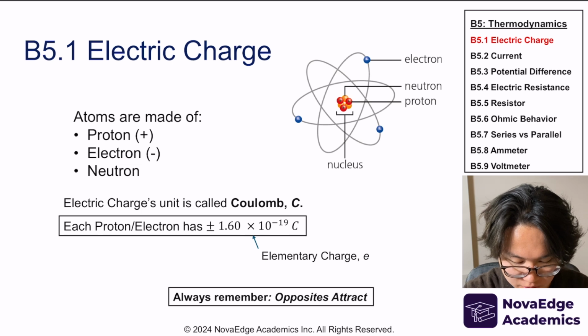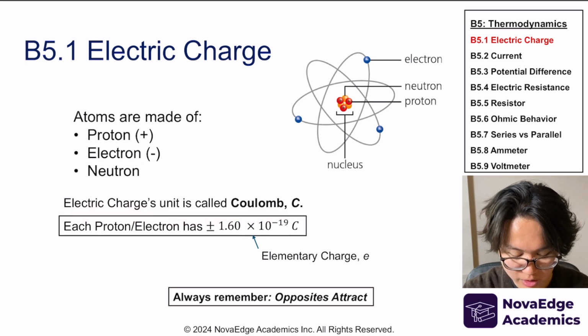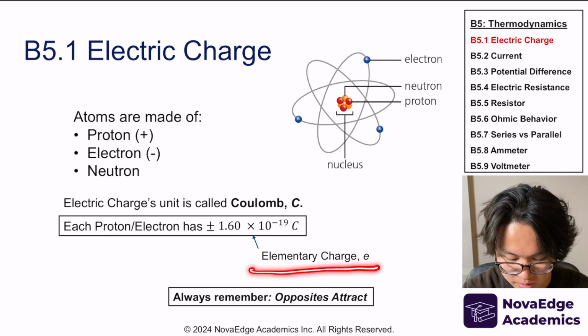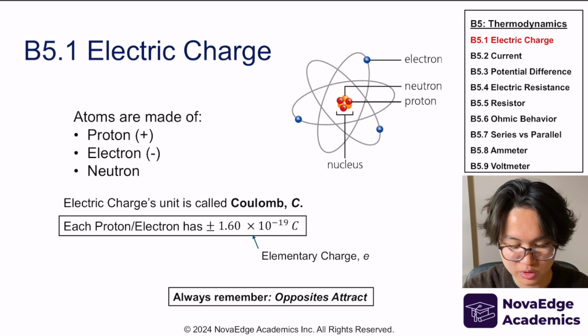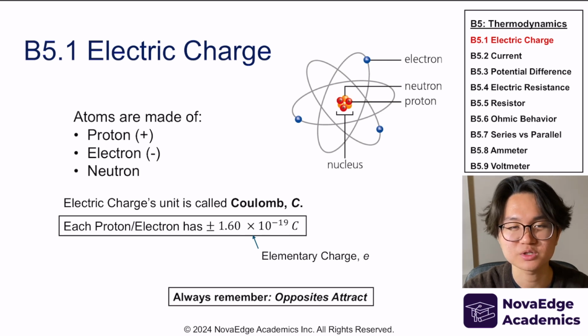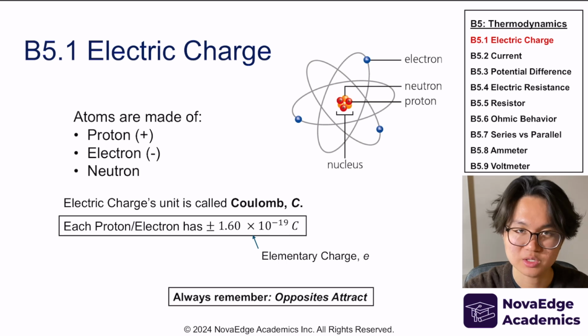Well, first, the electric charge unit is called the coulomb. And we quantify that each proton or electron has 1.6 times 10 to the power of negative 19 coulomb. We call this the elementary charge. Each proton and each electron will have this much charge. This is all in the data booklet. You don't have to memorize it, but generally by the end of your 2 years in IB physics, you'll probably have this in your head and you can use it spontaneously.